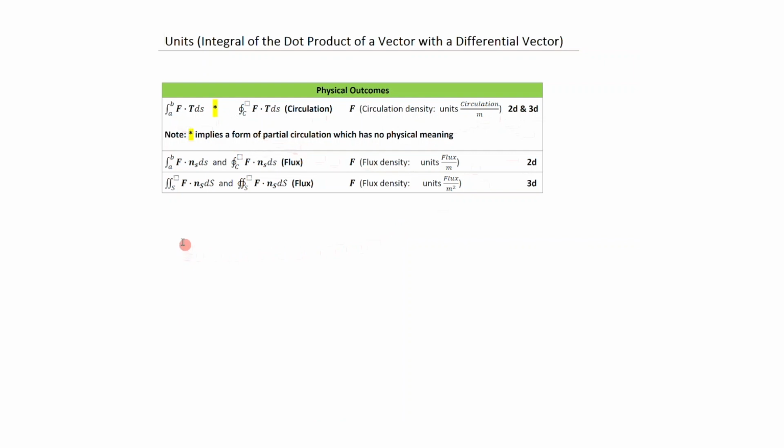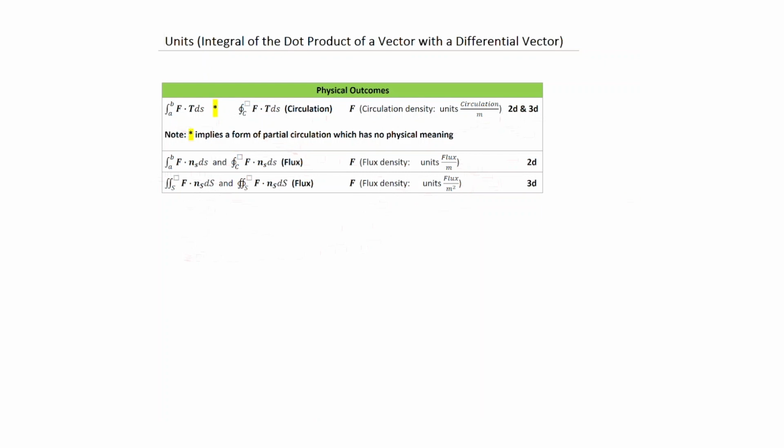On the other hand, flux, it's a little bit different. So for instance here, if we define this as being flux, as we said earlier, and this is length, then in 2D, flux would have units of flux per meter, flux density. So the units of F, the flux density, would be in terms of flux per meter. If you're dealing with a surface, though, this has units of meters squared, but this still has units of flux. That means that the flux density, F, will have units of flux per meter squared.